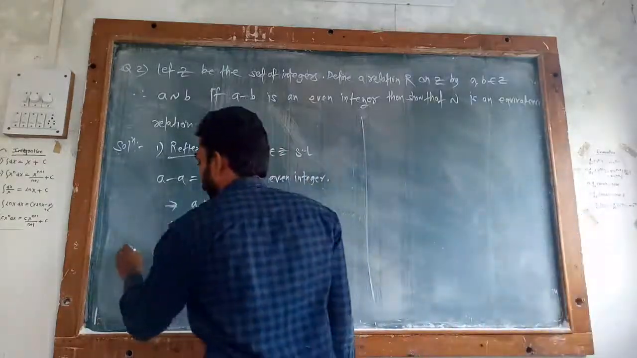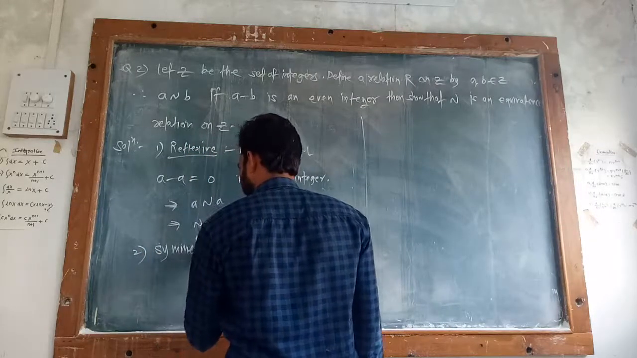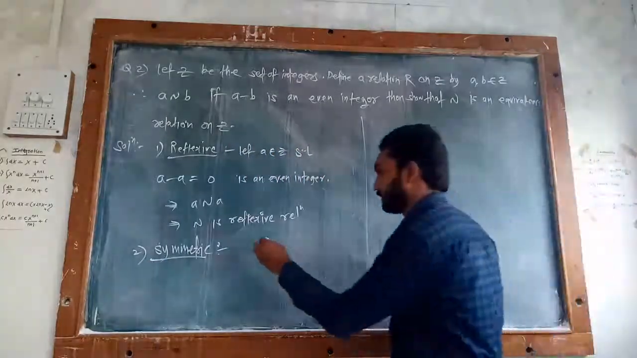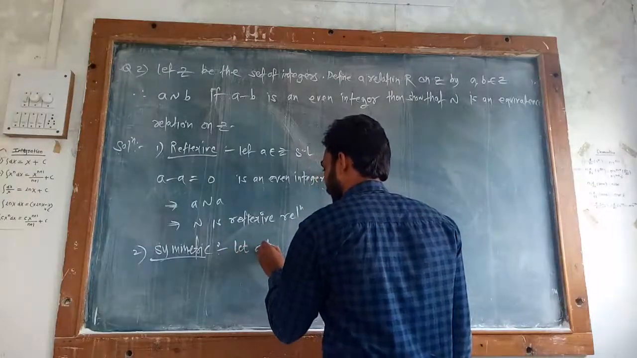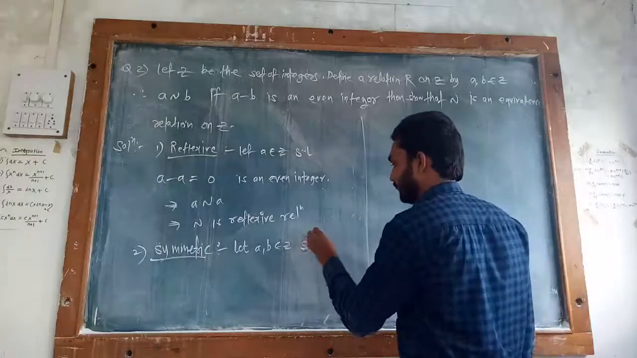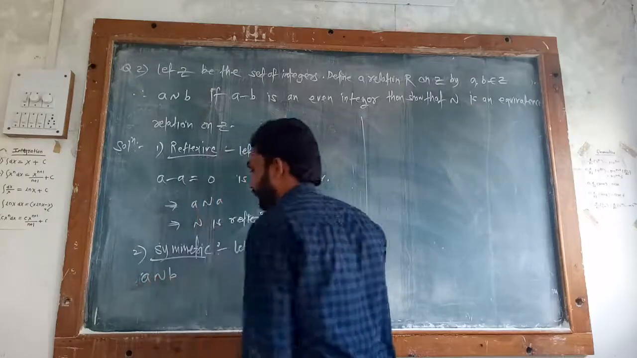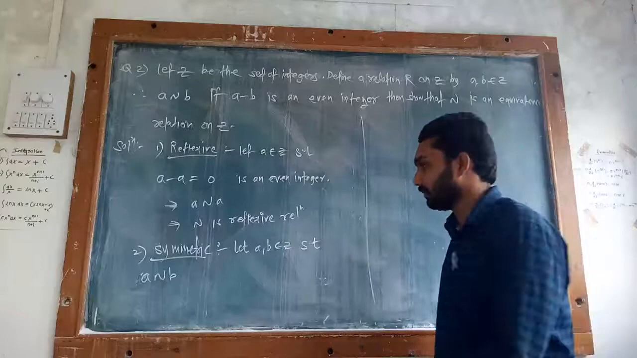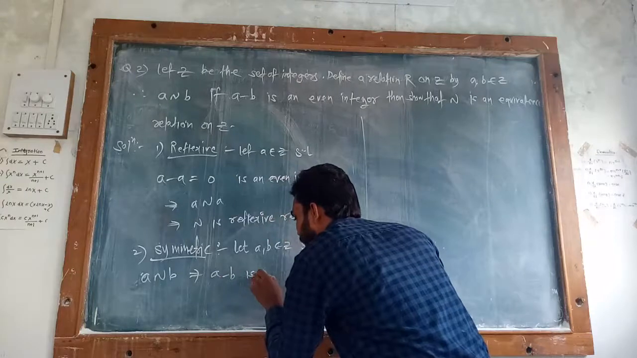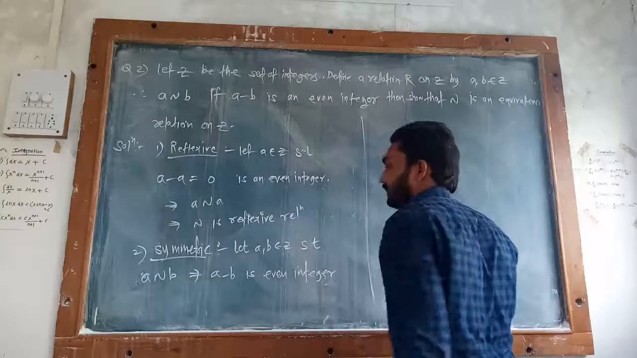So what is your second property? That is symmetry. What is the symmetric property? Let a, b be integers such that a is equivalent to b. Now a equivalent to b means a minus b is an even integer, right? a minus b is an even integer.